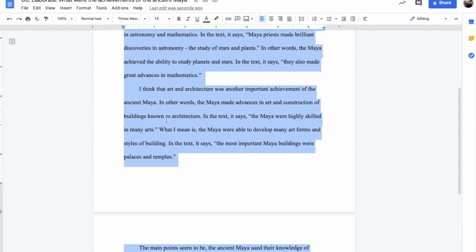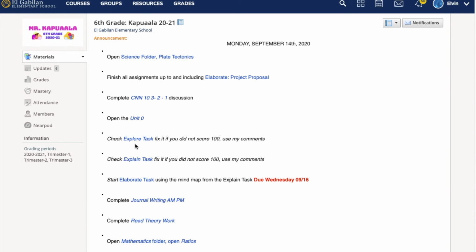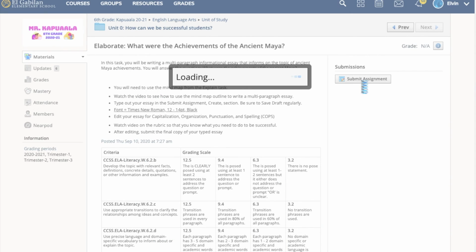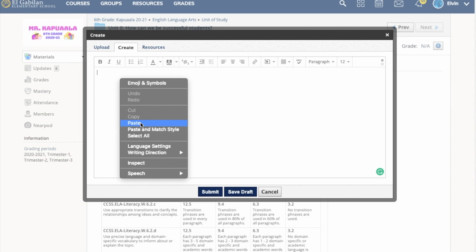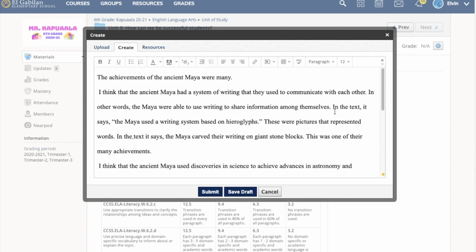You can also go over to edit and copy. If you're unable to do the double click of the trackpad, then you're going to go over to your Schoology assignment. You are submitting for the elaborate task. You go to submit assignment. You go to create, and then you're going to click inside the box, and you can hit the trackpad with 2 fingers and click paste. You can also click Control V as in victory. So Control V as in victory will get you to also be able to paste.